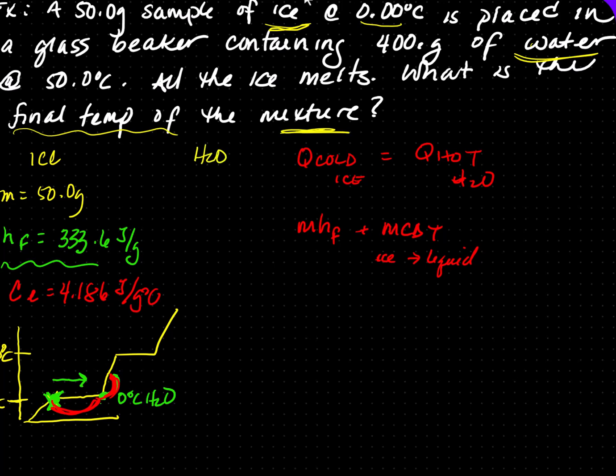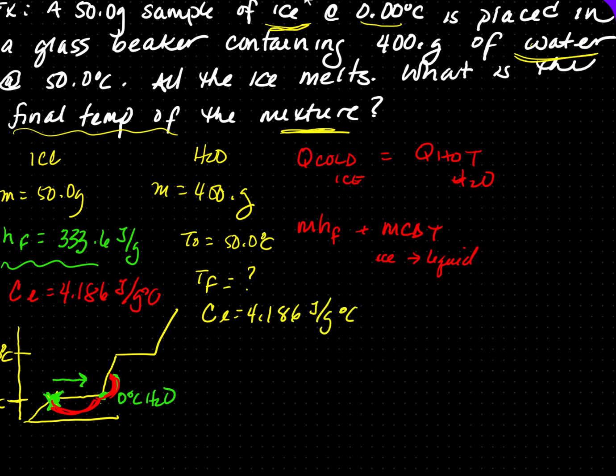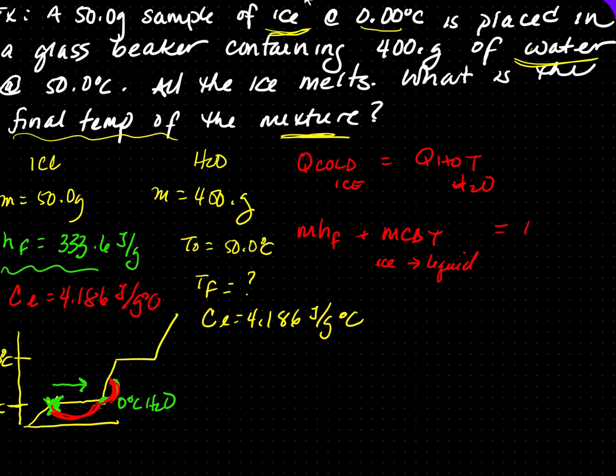The water has a mass of 400 grams. It has an initial temperature of 50 degrees Celsius, and we are looking for the final temperature for both. Since it's in the liquid state, we know c of liquid is going to be 4.186 joules per gram degrees Celsius. So the equation for the hot is m c delta T, and this is the warm water.